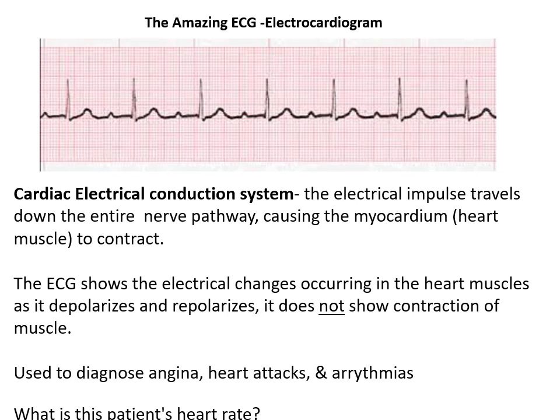So if you want to get to 60 seconds, which is a minute, multiply by 10. So then you have a 60-second rhythm strip. Multiply the number of beats by 10, which will be 70. So the heart rate on this rhythm strip is 70 beats per minute. So if you're ever asked to calculate the heart rate based on a 6-second rhythm strip, just multiply by 10 the number of QRSs that you see, and that will be the heart rate.